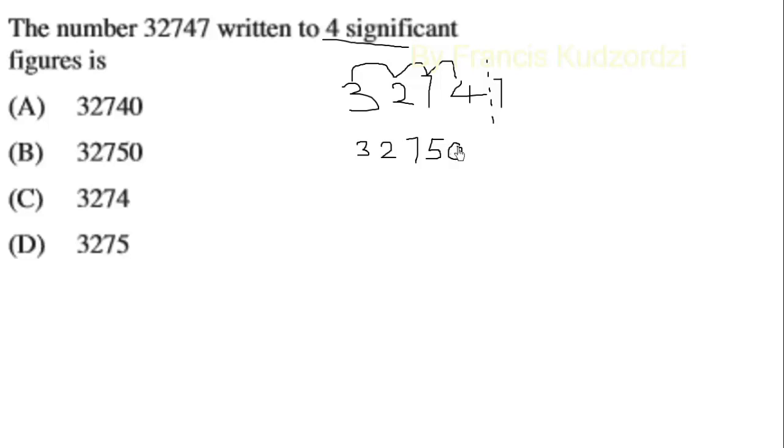So to 4 significant figures, 32,747 is equal to 32,750. So the correct answer is this.